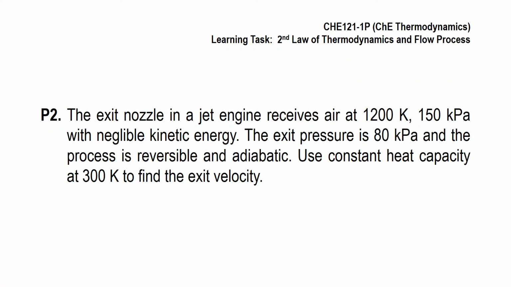Problem 2. The exit nozzle in a jet engine receives air at 1200 Kelvin, 150 kPa with negligible kinetic energy. The exit pressure is 80 kPa and the process is reversible and adiabatic. Use constant heat capacity at 300 Kelvin to find the exit velocity.